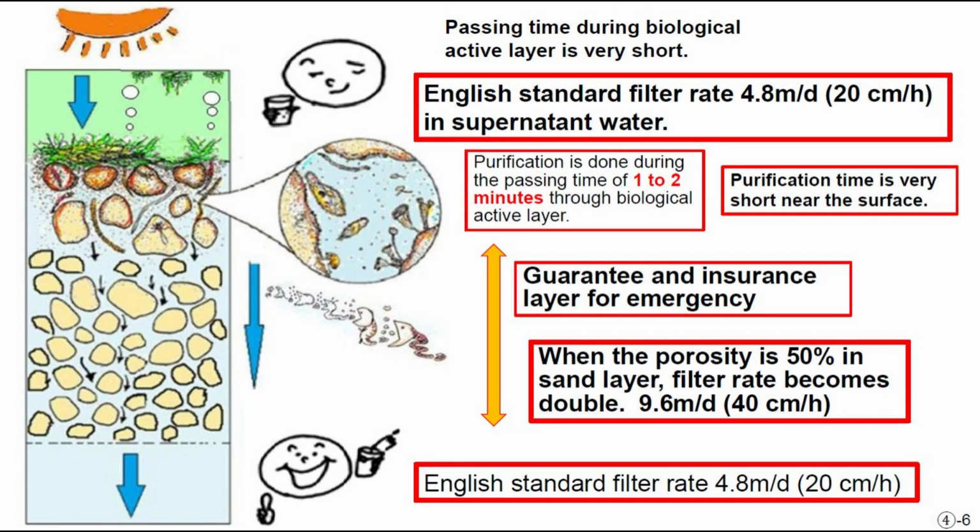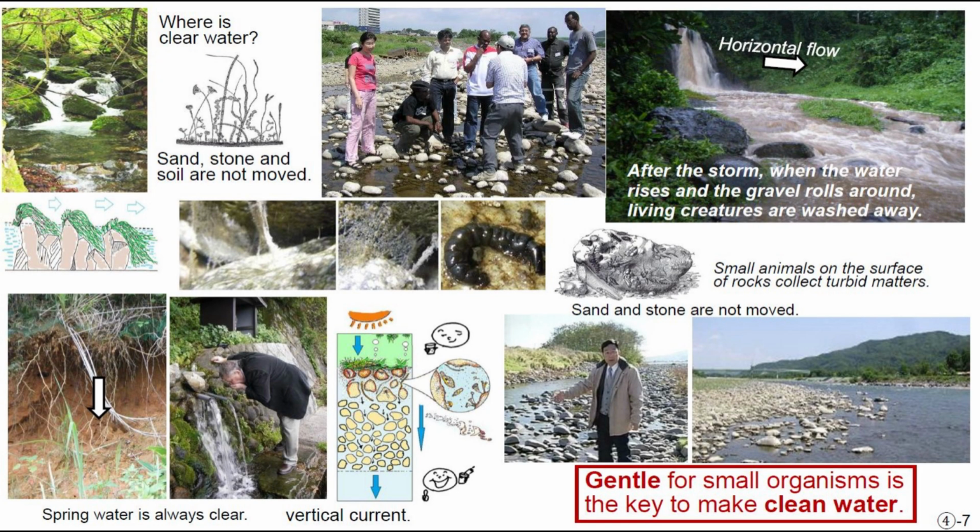Passing time through the biological active layer is very short. The English standard filter rate is 20 cm per hour in supernatant water. Purification is done during the passing time of 1 to 2 minutes through the biological active layer. There is a deep sand layer. This layer is the guarantee and insurance layer for emergency. Being gentle to every small organism is the key to making clear water.